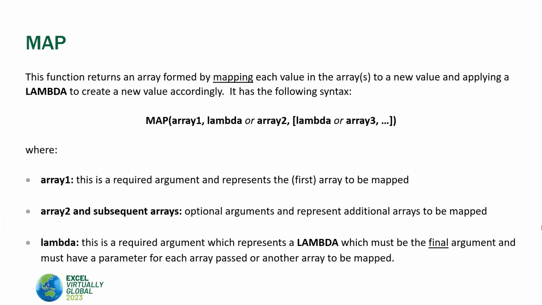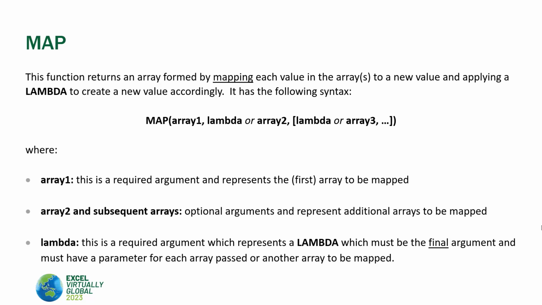Now, this dynamic array function is going to go down in the annals of Excel folklore, as it's actually Excel's 500th function. Yay! So you should be aware that the MAP function has got nothing to do with looking at the US, Russia, or whatever. Instead, it returns an array formed by mapping each value in the array to a new value and applying a lambda, which we've just gone through, to create a new value accordingly. And it has the following syntax.